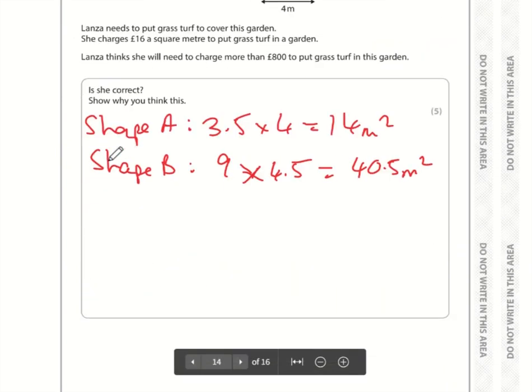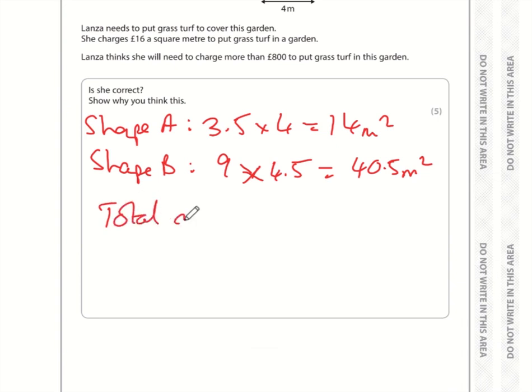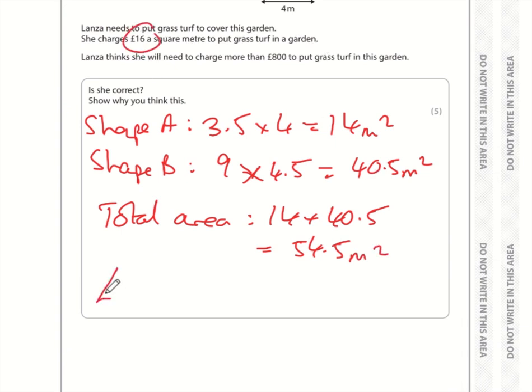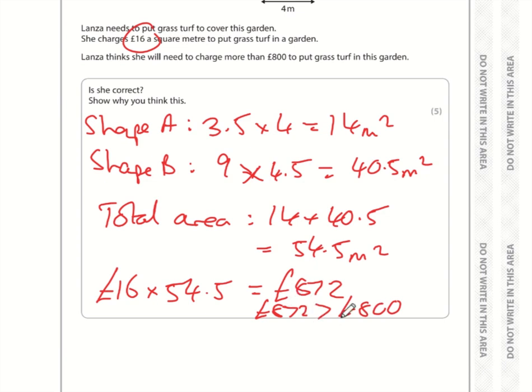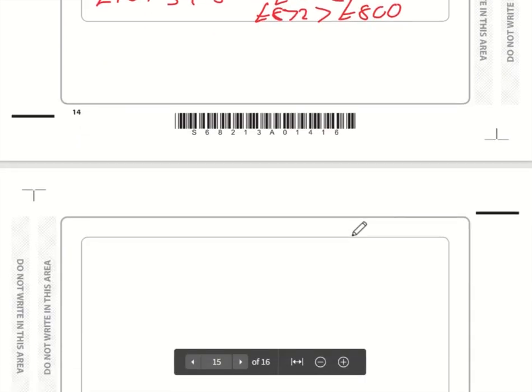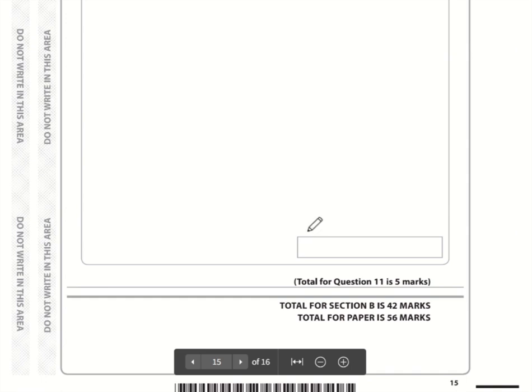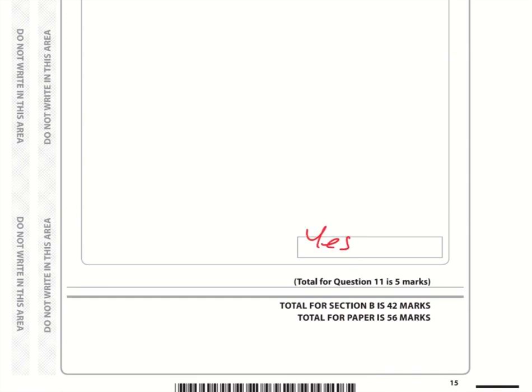So therefore the total area is 14 plus 40.5, which is 54.5 square meters, and it's £16 per square meter, so it's going to be 16 lots of 54.5, and that comes to £872. £872 is greater than 800, so Lanza is correct. So the answer here is yes. And that is the end of section B.